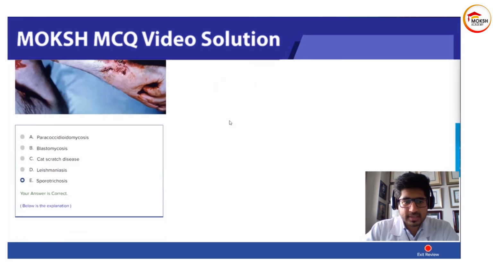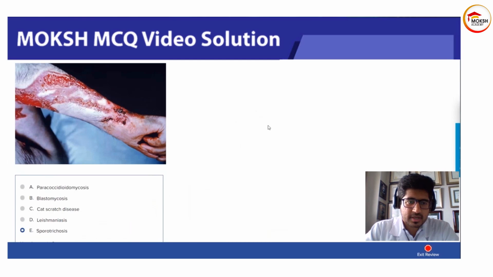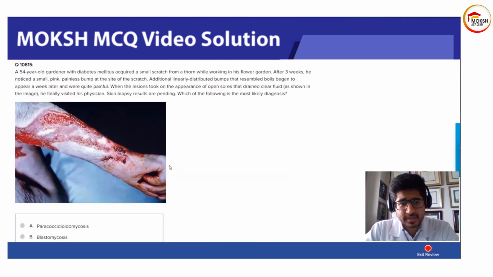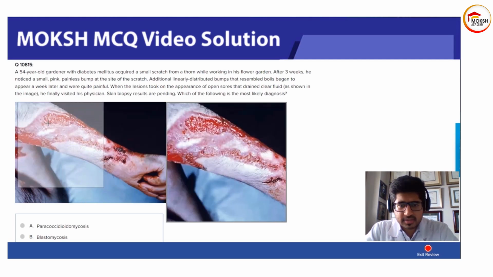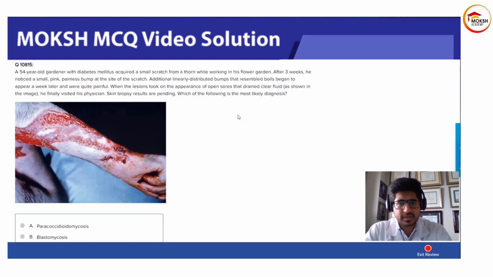So the thing is, sporotrichosis is the fungi which has a lymphatic spread, like it spreads in the order of the lymphatics. So if you have a sore over here, it will go around this entire arm to spread throughout the entire lymphatic system of your arm. All right, and that's why you will have multiple linearly distributed bumps.